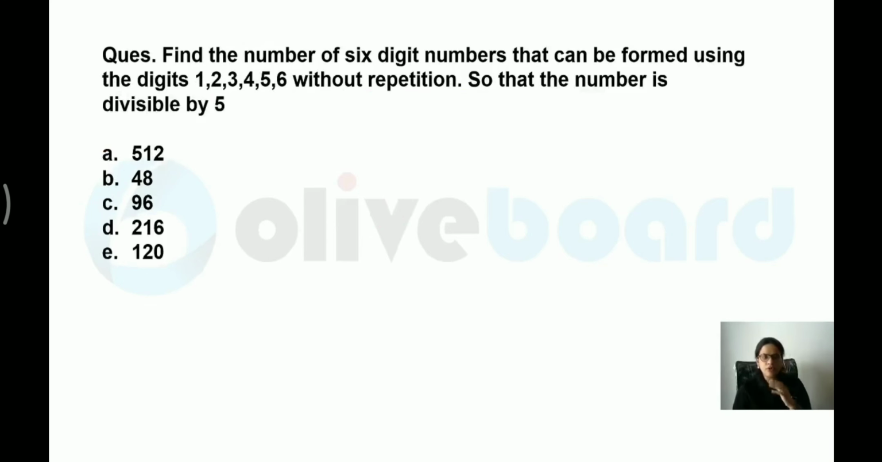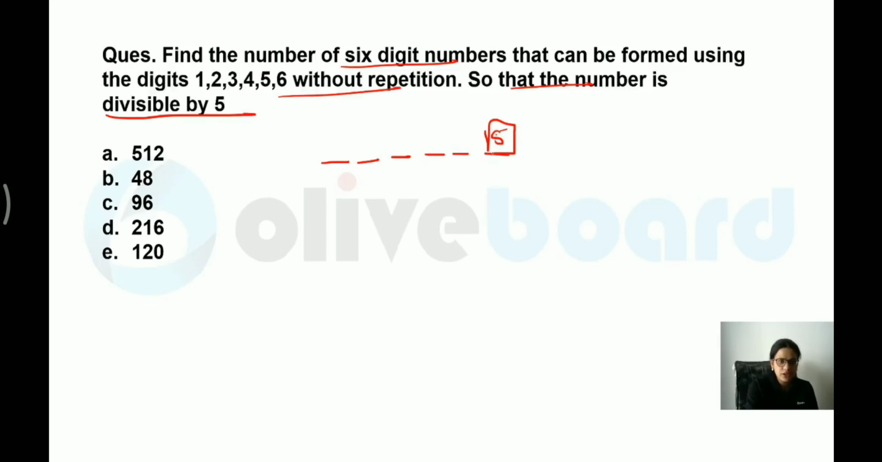Let me move on to the next question now. So here there is a condition. Again you want a 6-digit number, but the number is divisible by 5. Now when the number is divisible by 5, 1, 2, 3, 4, 5, 6. Divisible by 5 means I have to write the digit 5 only over here, because then only the number would be divisible by 5. Because for 5, either it should end with 0 or 5, but 0 is not at all given. The only choice I have is 5 over here. How many choices? One choice.